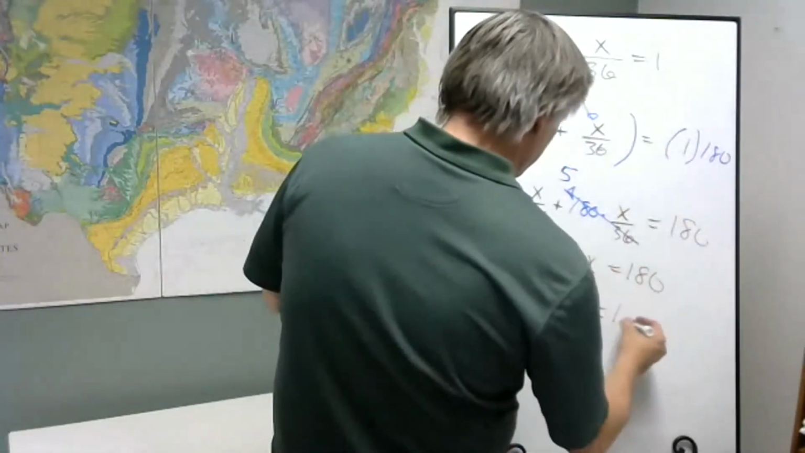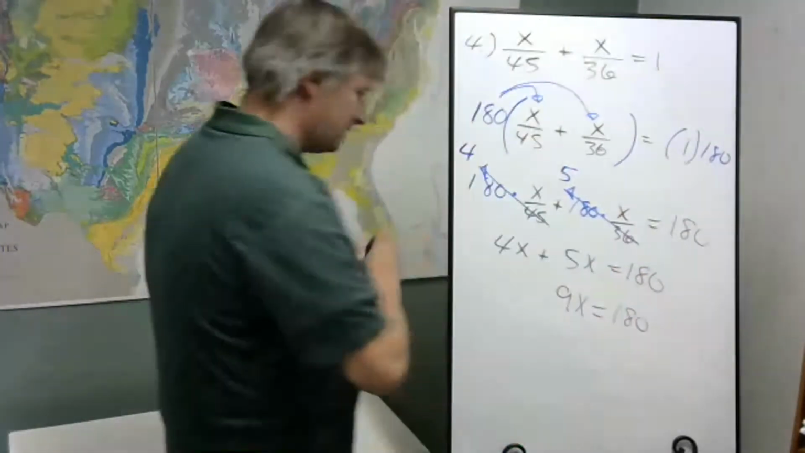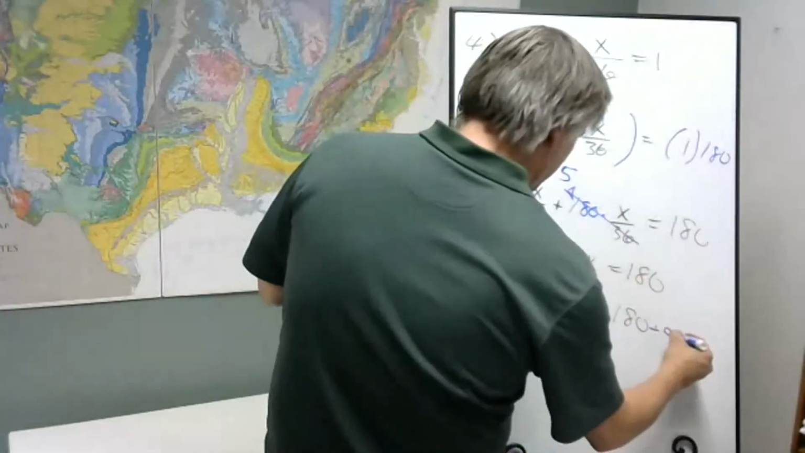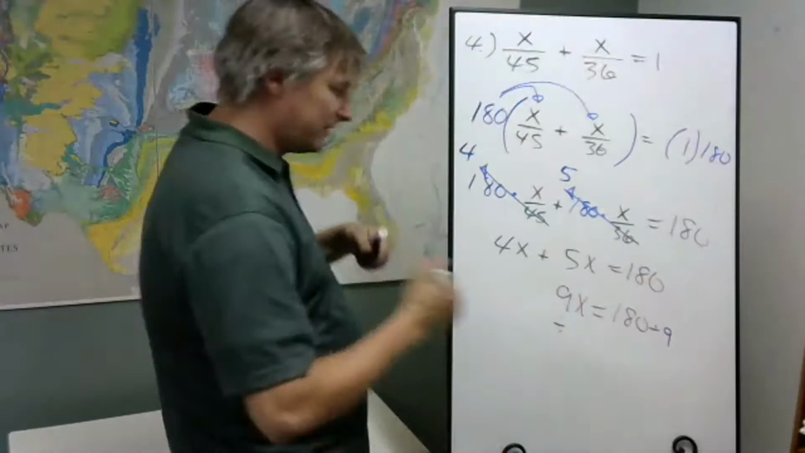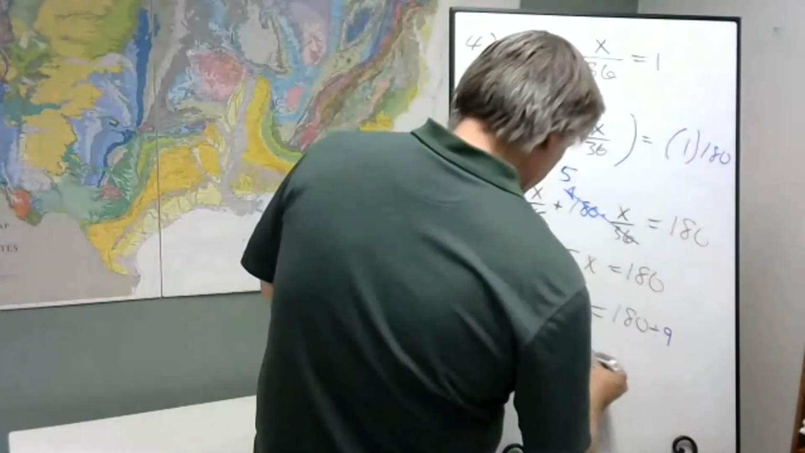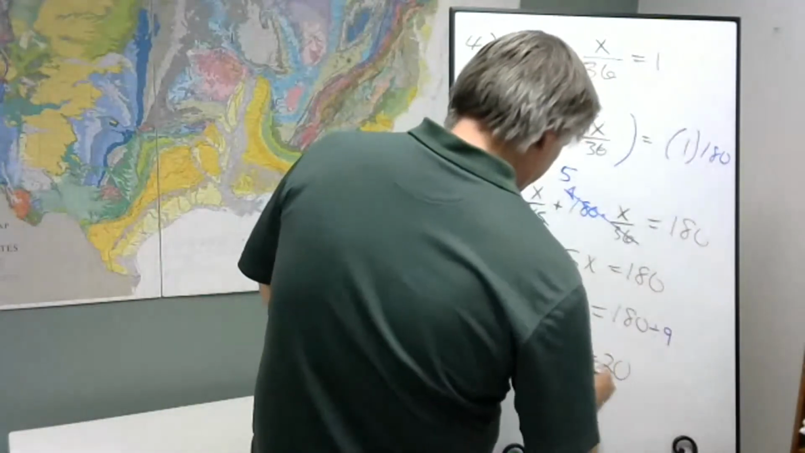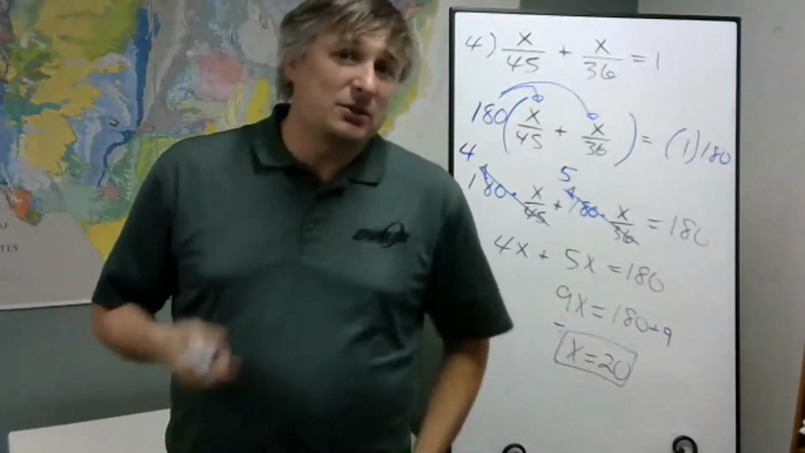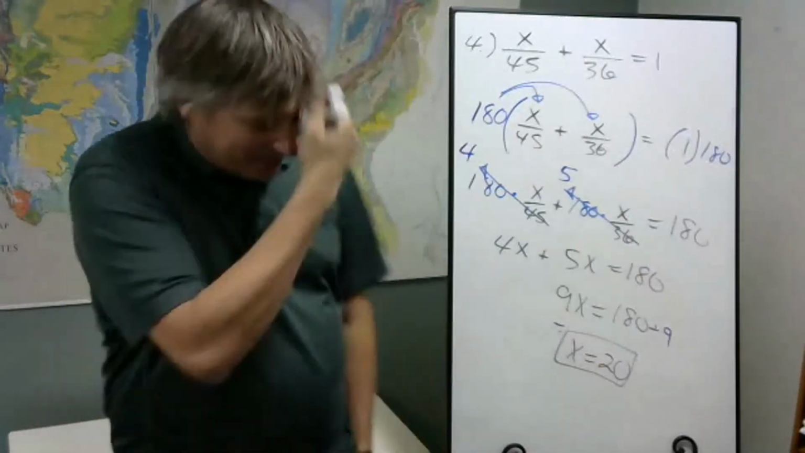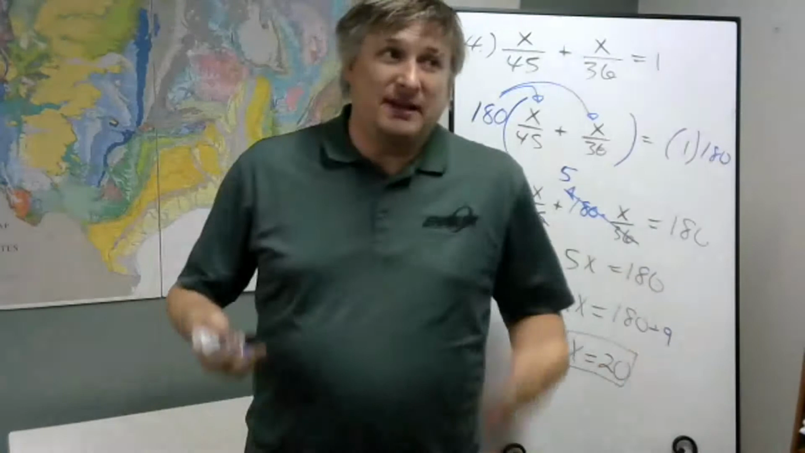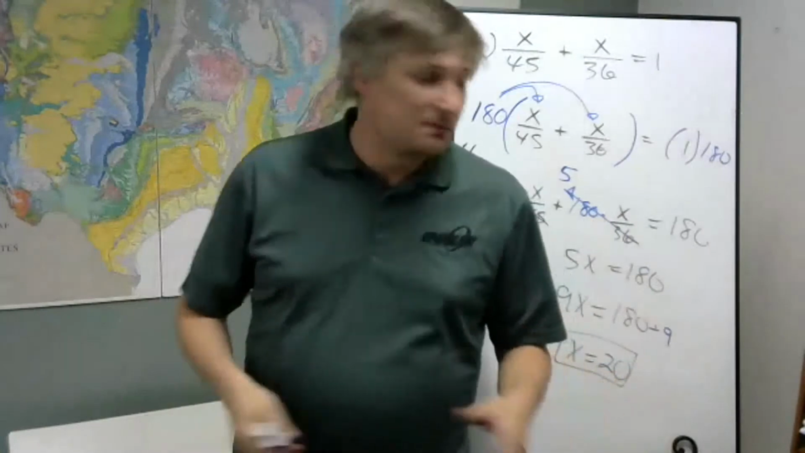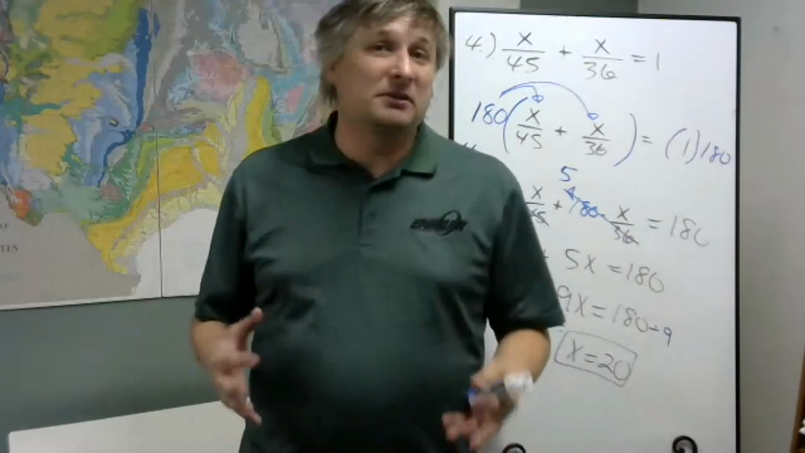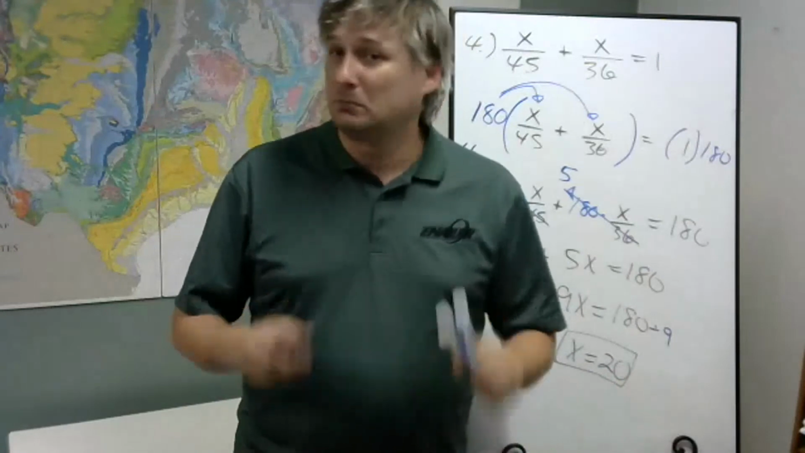Or 9x is 180, divide by 9. And again, we're looking for minutes here. So how many minutes is this going to take? We're going to get x equals 20. So working together is going to take 20 minutes to get this done. And that's good news because you've got to get out of here in 30 minutes. So there you go. Now, if you have any questions, let me know, and good luck.